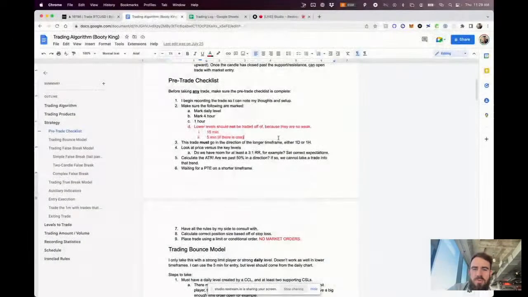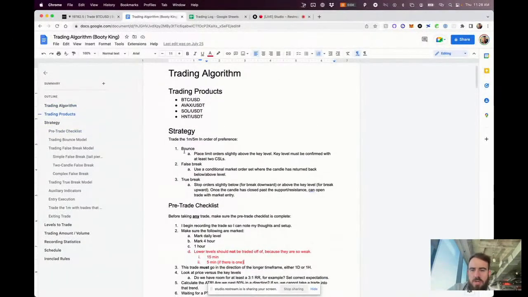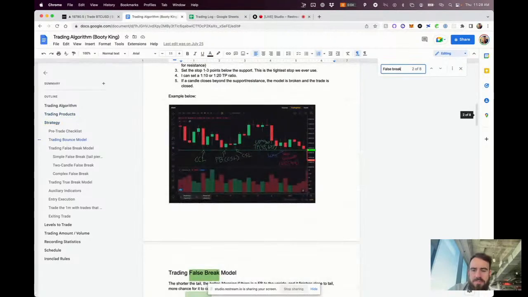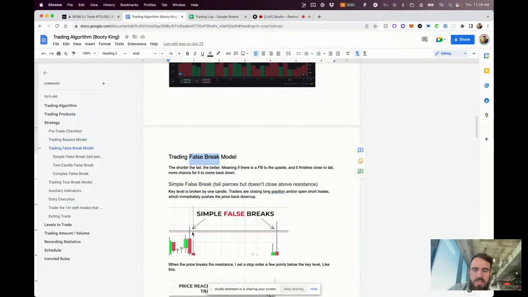And recently, we're focusing on false break trades. So let me walk through what those look like. There are 3 different trades we're covering in this algorithm, but the false break is the one we're the most interested in. It's the one we did least in the first stage.